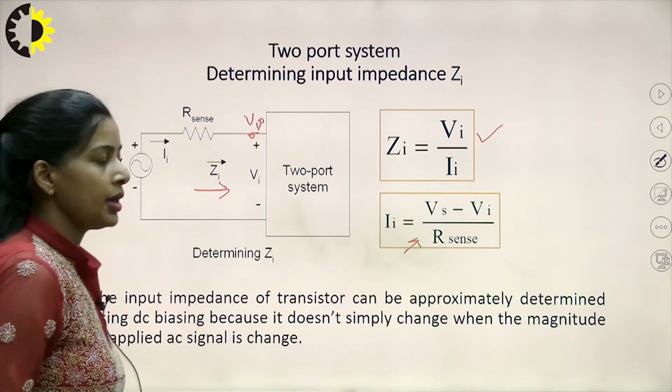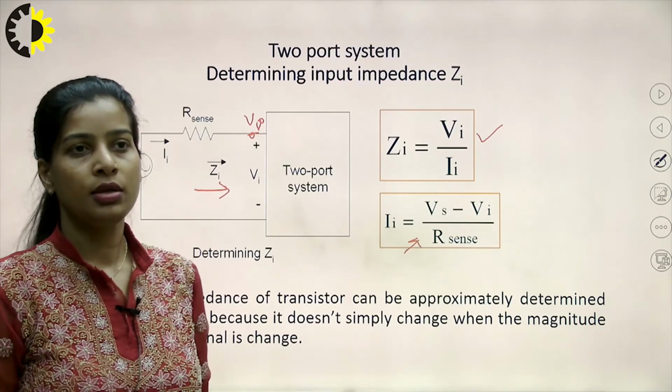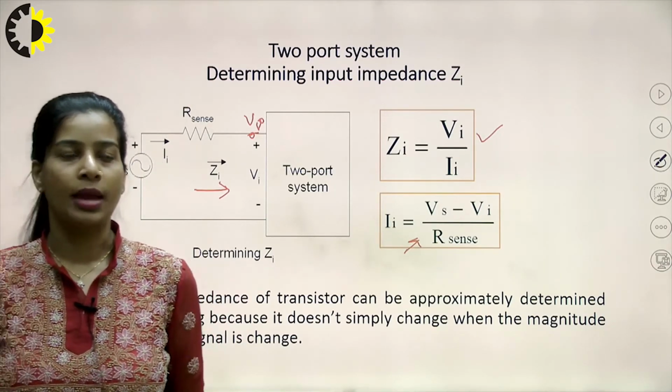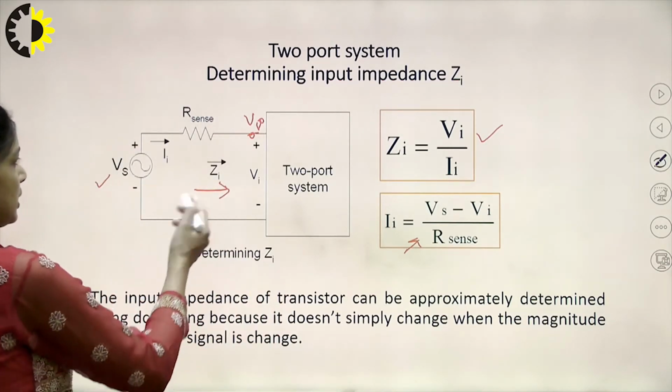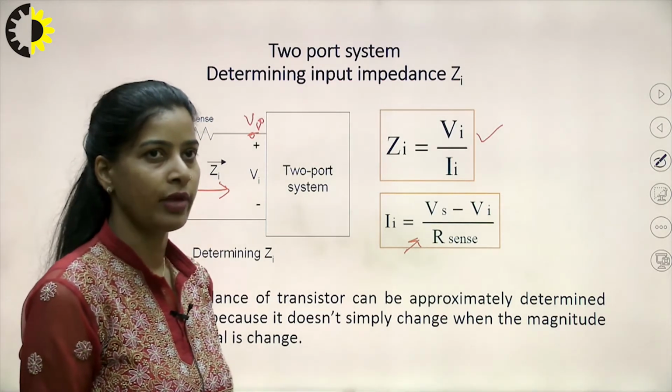The input impedance of the transistor can be approximately determined using DC biasing, because it does not simply change when the magnitude of the applied AC signal is changing; it has a fixed value for DC and AC as well.